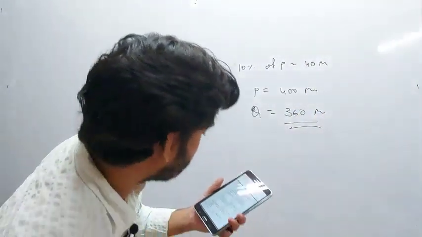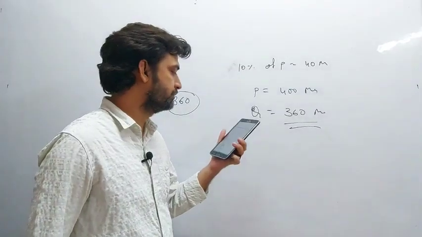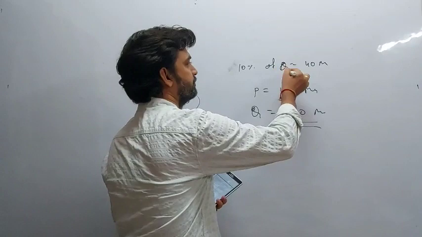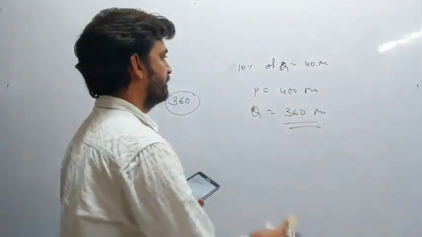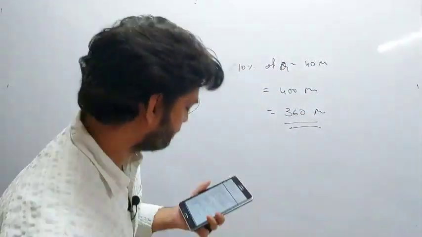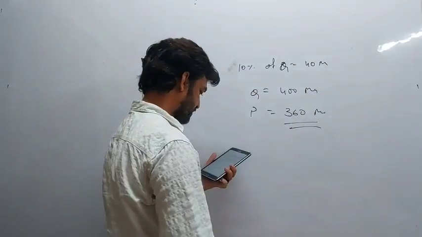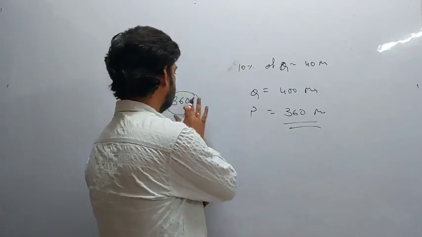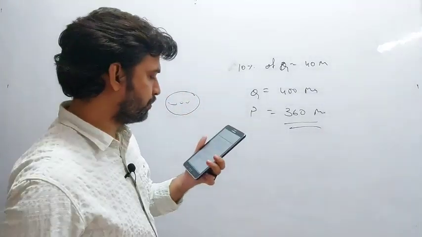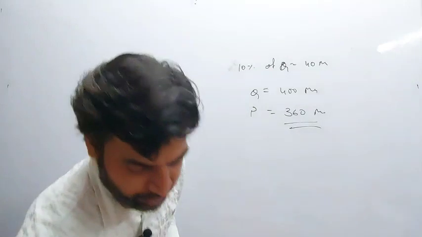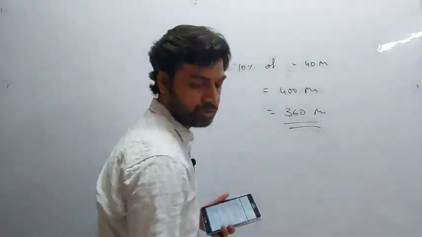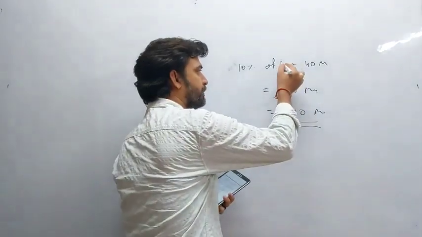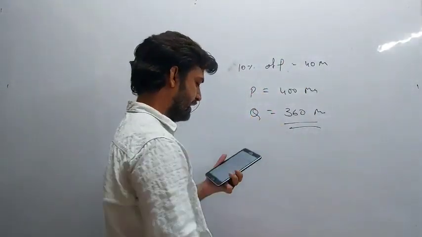In this question, it is given that P scored 40 marks less than Q. Sorry, P scored 40 marks more than Q. So this is the value of Q, and 10% of Q is given. So this is Q, this is P. The question is asking about how much Q scored, right? P scored 40 marks more than Q. That means the score of P is high and Q is less.